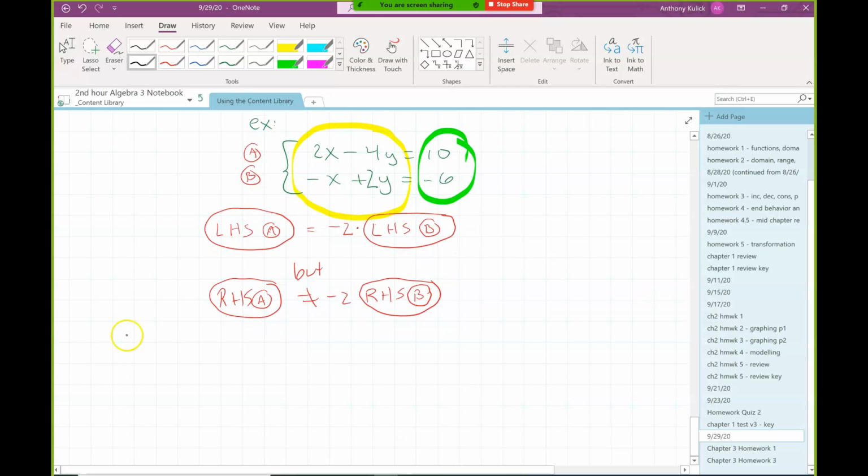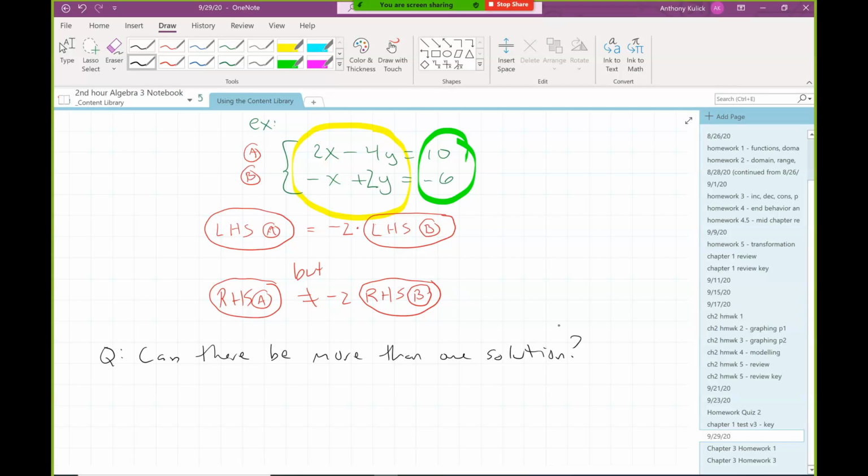What if, so the next question then, so we know there can be no solution, right? We just established a way for that to happen. We know that there can be one solution because we've solved things that have one solution. Can there be more than one solution? So think back to geometry. This will be helpful here.